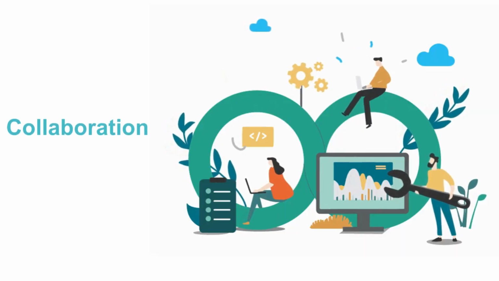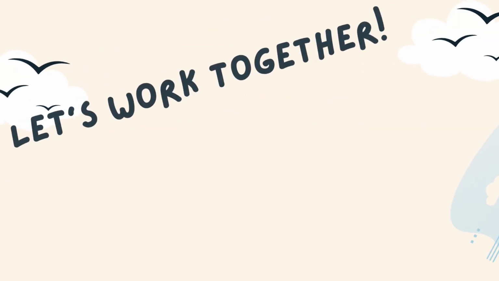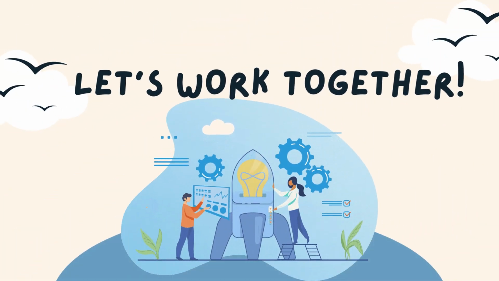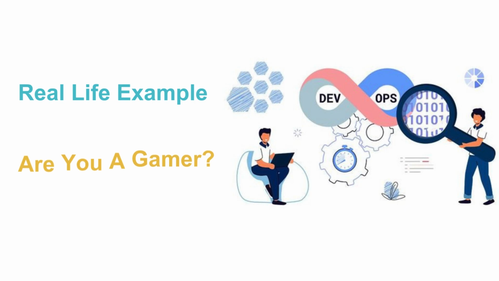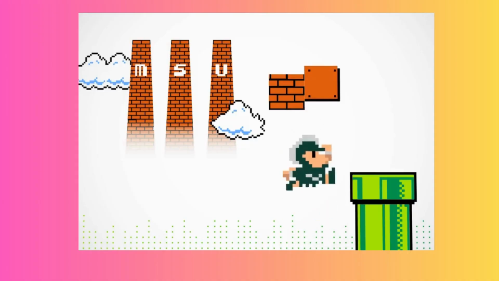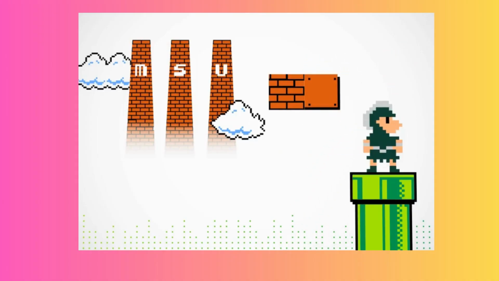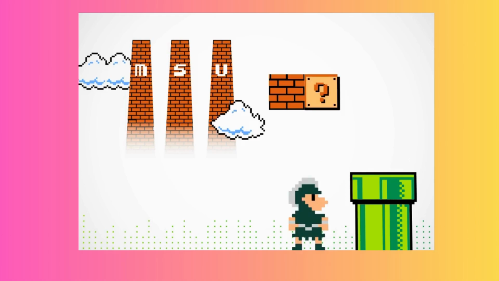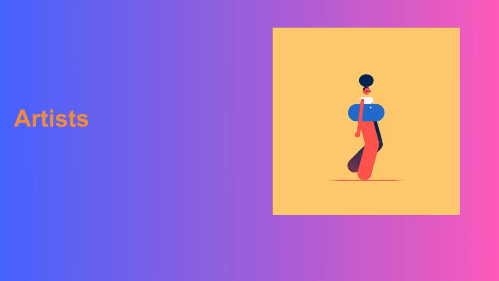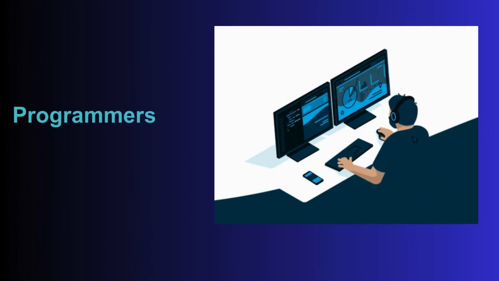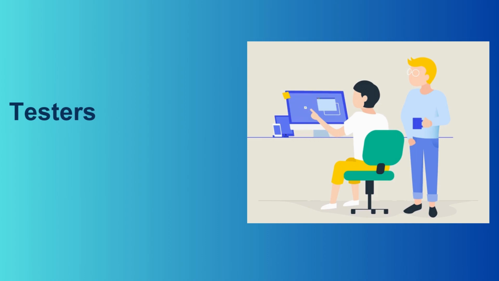Now let's move to principle 2, collaboration. Collaboration is all about bringing people from different teams, like development and operations, together to work on common goals. So let's move to a real-life example. Game development. Game development involves artists, programmers, and testers. In DevOps, they collaborate closely, ensuring the game's development and delivery are smooth and bug-free.